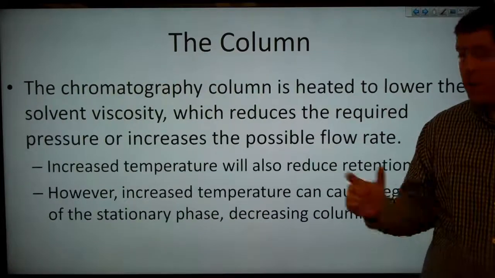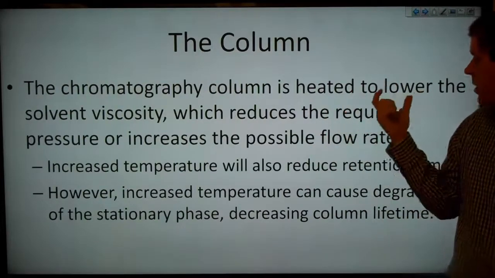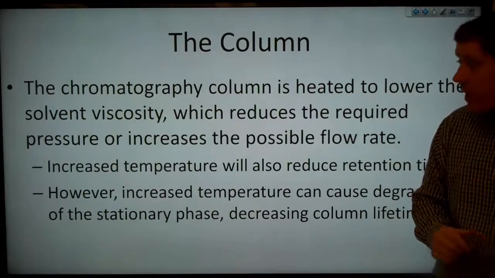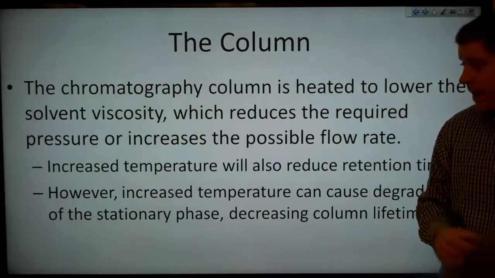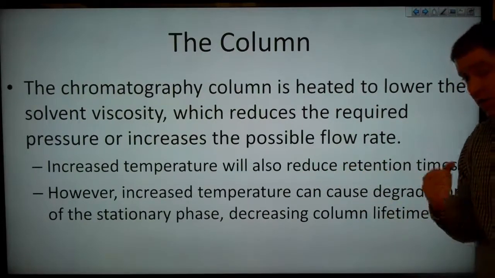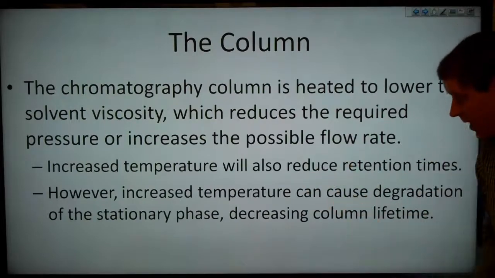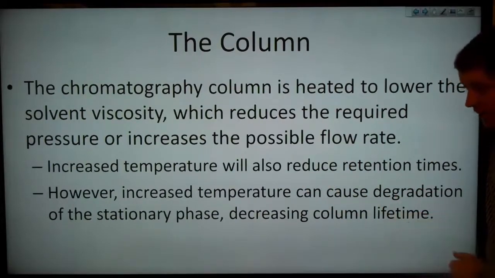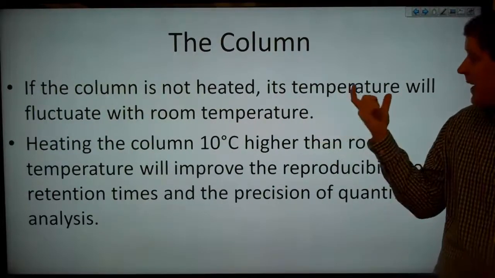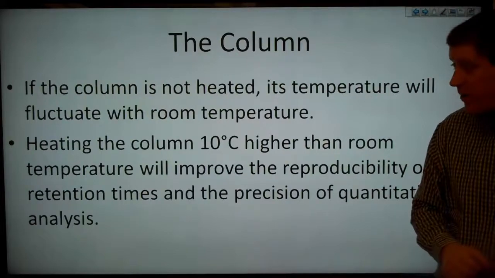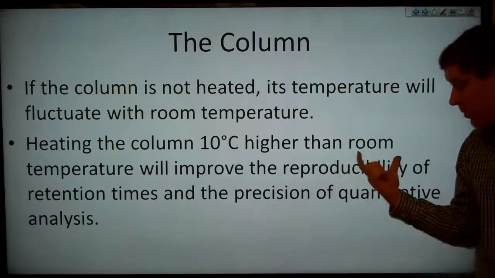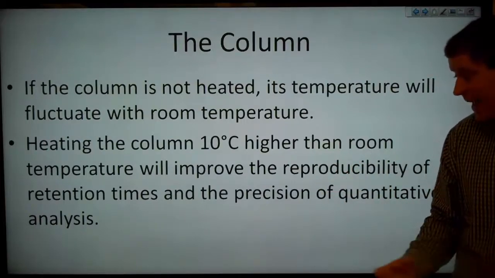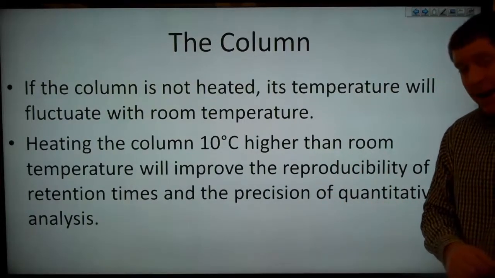The chromatography column is heated to lower the solvent viscosity, which reduces the required pressure or increases the possible flow rate. The increased temperature will also reduce the retention time. However, the increased temperature can cause degradation of our stationary phase, which decreases the column lifetime. If the column is not heated, its temperature will fluctuate with room temperature, and thus heating the column 10 degrees higher than room temperature will improve the reproducibility of retention times and the precision of quantitative analysis.